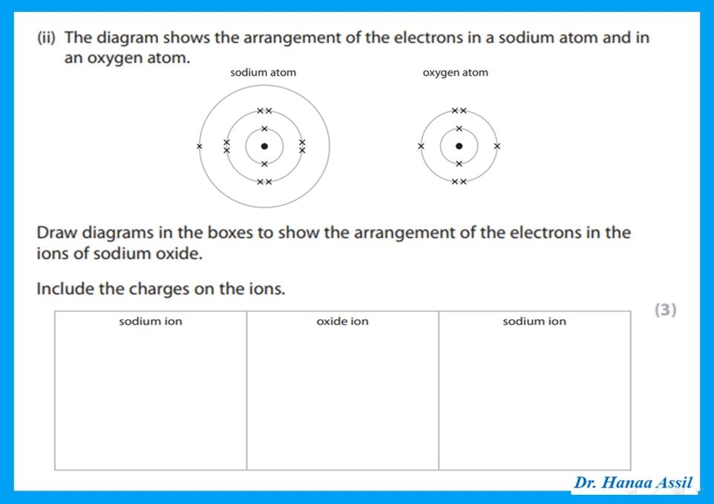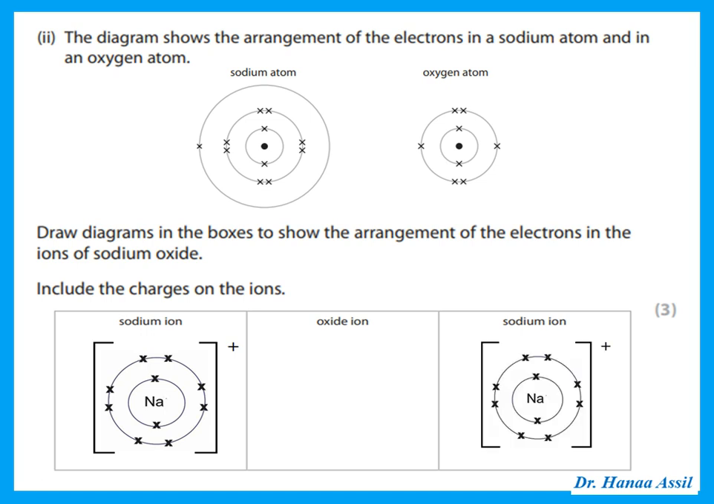Since he's giving you diagrams of all the electrons, then your diagrams also must have all the electrons. Usually we include only the outermost electrons, but here he wants all the electrons. So that diagram for sodium will lose its outermost electron, and that means it will have a positive charge. The other sodium ion is exactly the same.